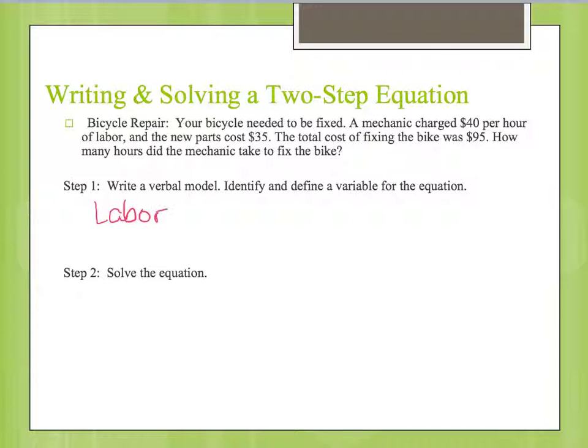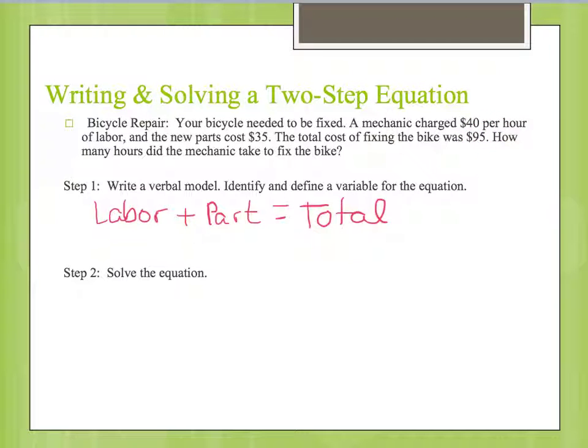Then he's going to add in the parts that it took to fix the bike, and that's going to equal the total cost. And we're not going to figure in taxes or any of that kind of stuff. We're just going to deal with the money before tax. So now we need to take a look at, well, what does the mechanic charge for labor? And it says here $40 per hour.